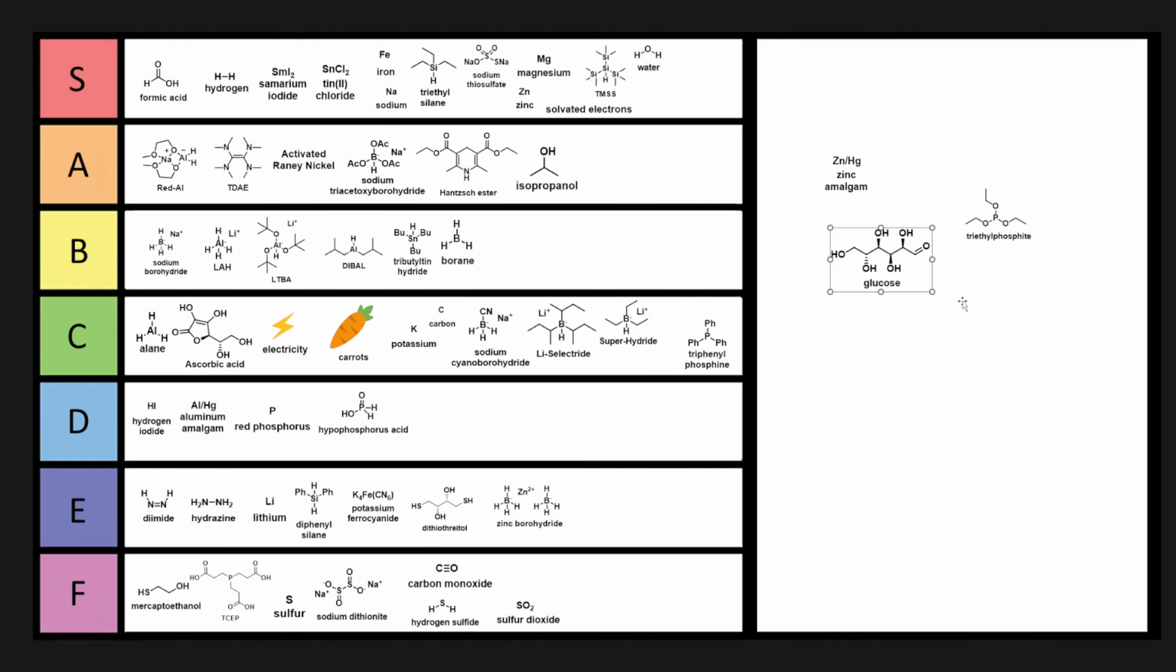Glucose is a reducing sugar. Biological systems are able to do reductions with it. You know, it's our source of energy that we are slowly oxidizing into CO2. And because glucose is in soda, we're going to put it right into S tier.